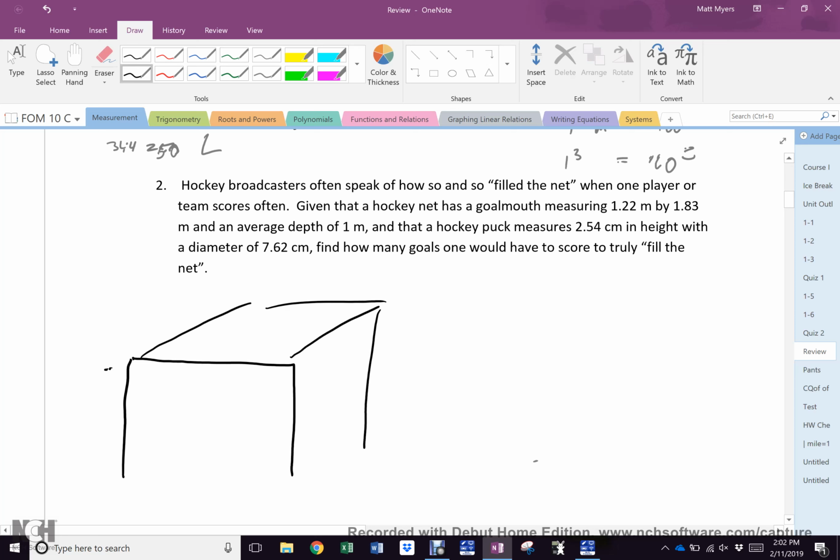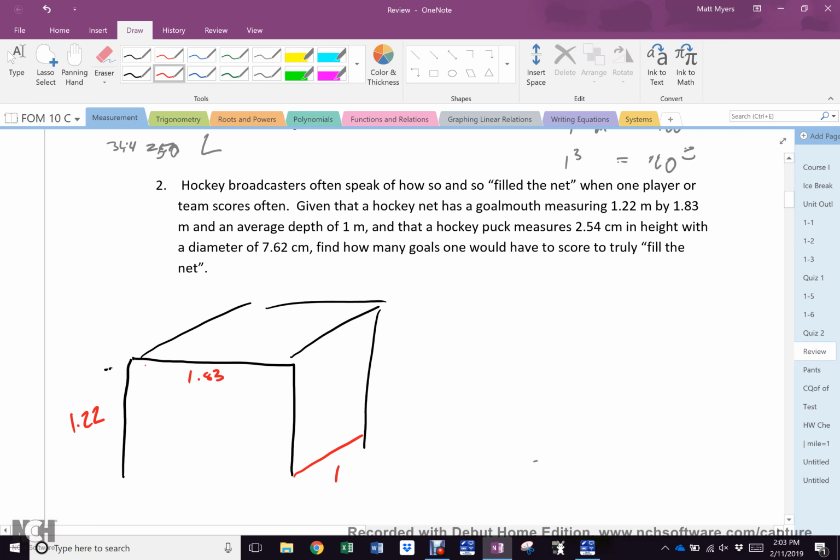My hockey net looks as such, yes? This distance is 1 meter deep. Agreed? This distance across here, it doesn't matter which one you're going to use because it's multiplying, yeah? So we're going to make this 1.83, which makes this 1.22. Is everybody happy? Yes. Okay.